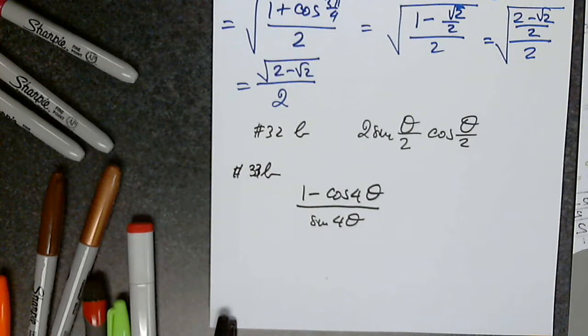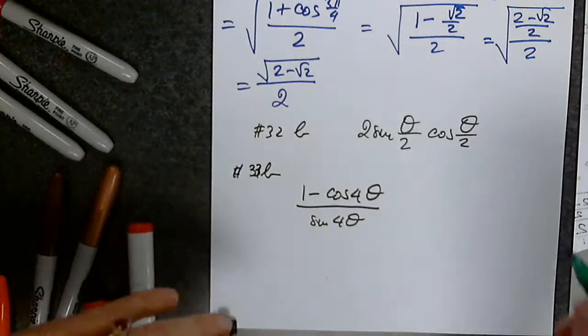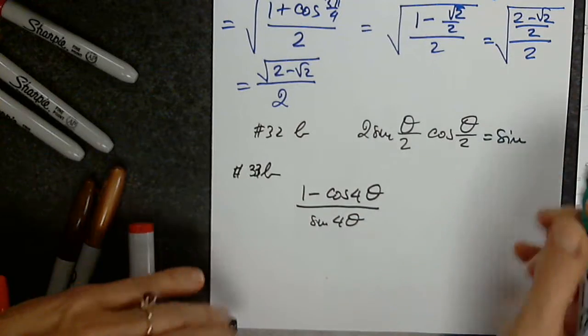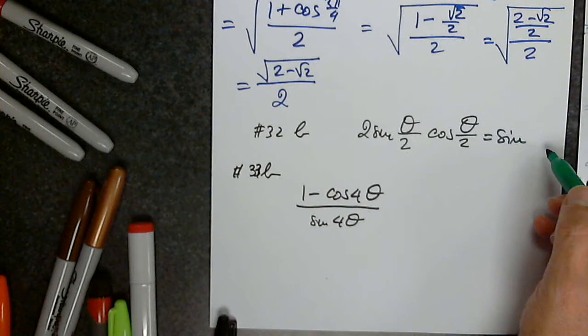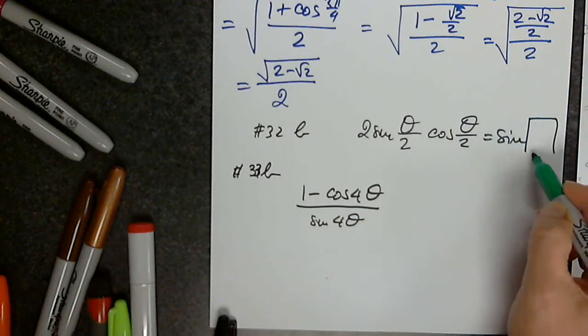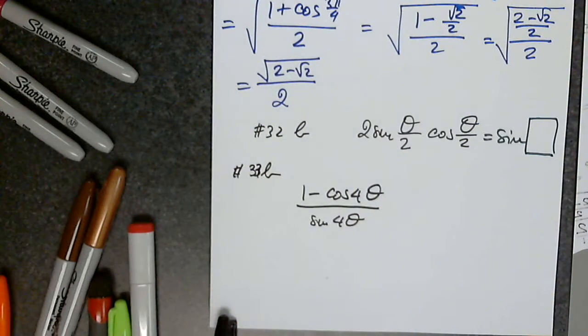Exactly, it's sine. Good. So then it's sine of what? Of the double angle. So what do I write? So 2 sine. So the question is, what do I put here so that I get 2 sine theta over 2 cosine theta over 2?